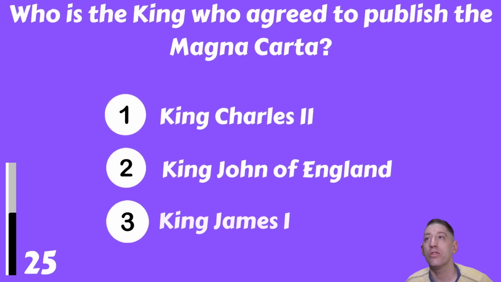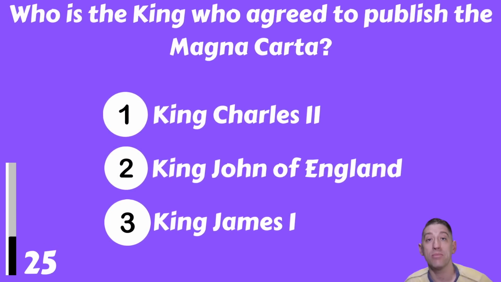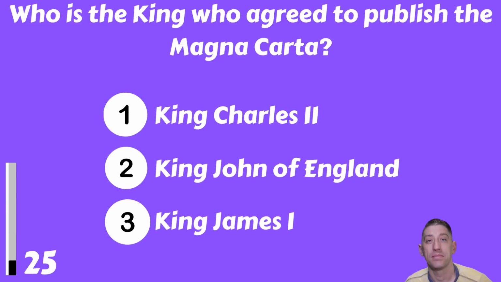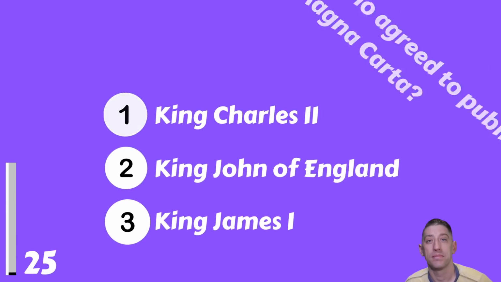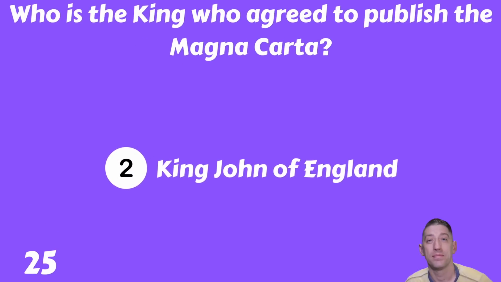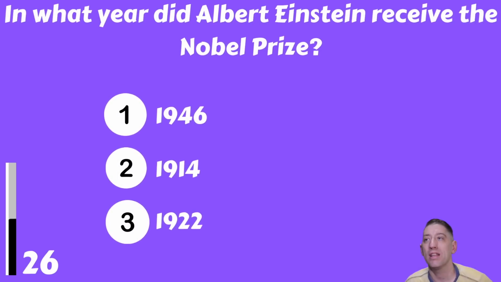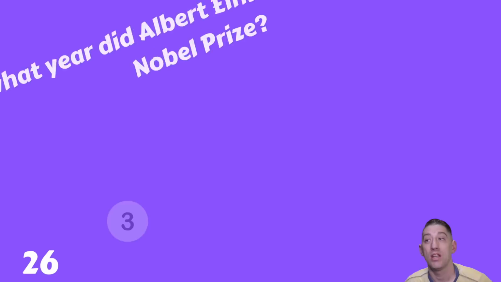Who is the king who agreed to publish the Magna Carta? King Charles II, King John of England, or King James I? King John of England. In what year did Albert Einstein receive the Nobel Prize? 1946, 1914, or 1922? 1922.